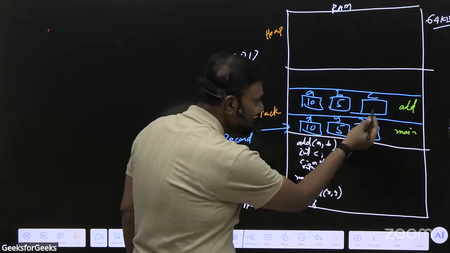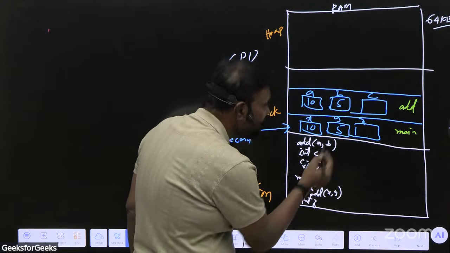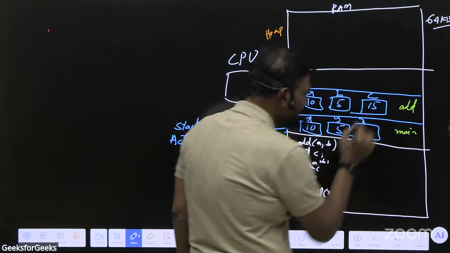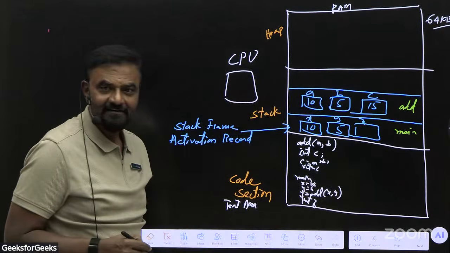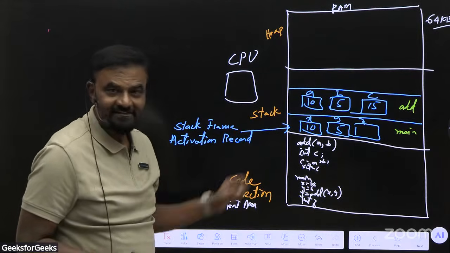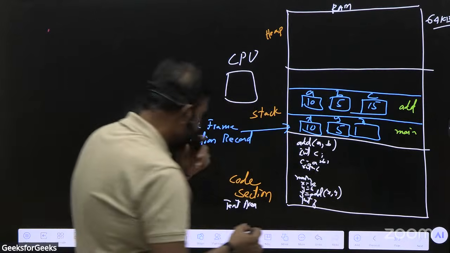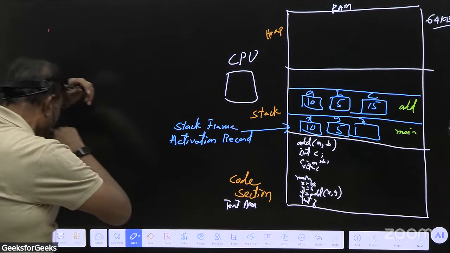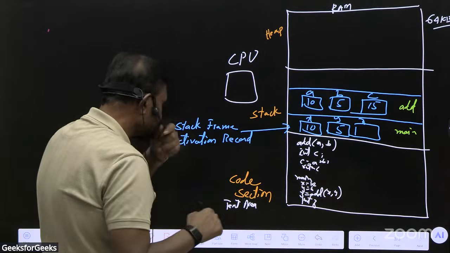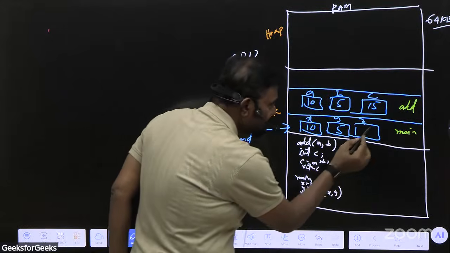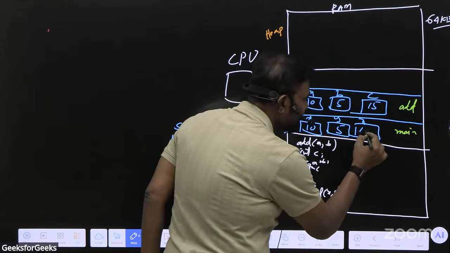Now next line, C is also there. C assign A plus B. So these two values are added and this result is 15. So I have executed all the lines here. Now return. So return means this value is copied in Z. So the value 15 is copied here.